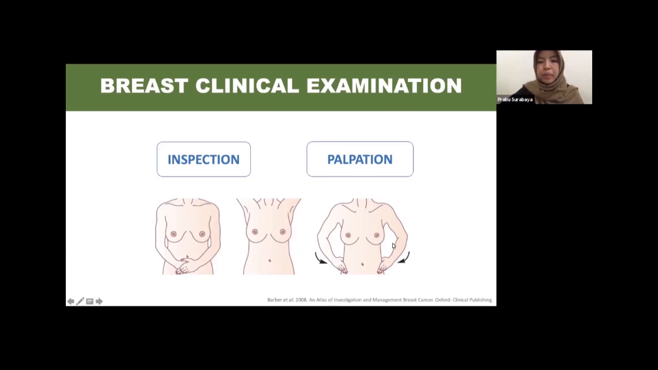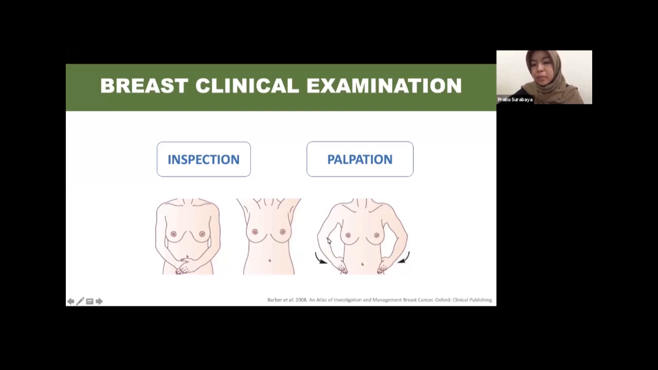Palpation is done when the patient is in the supine position. Using the palmar part of the second to fifth fingers, start the examination from the healthy breast. When the patient is in a sitting position, look for an enlarged axillary lymph node, supraclavicular lymph node, infraclavicular lymph node, and determine the tumor mobility against the chest wall.